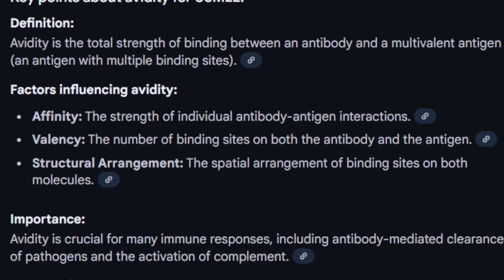Factors influencing avidity. Among the factors influencing avidity, we have the affinity, the valency, and the structural arrangement. Affinity is the strength of the individual antibody antigen interaction. The valency is the number of binding sites of both the antigen and the antibody. And the structural arrangement is the spatial arrangement of the binding sites of both molecules.